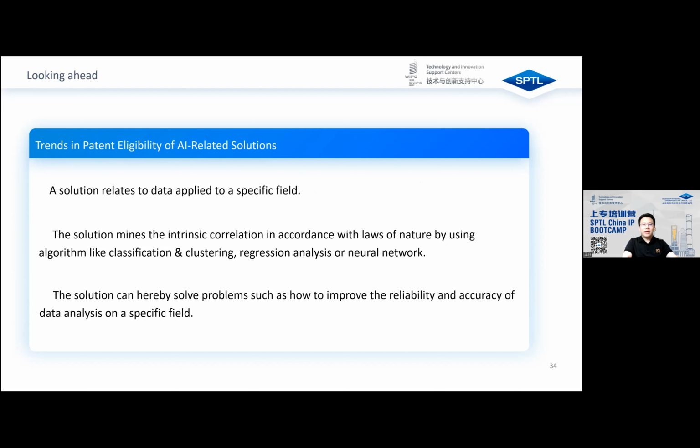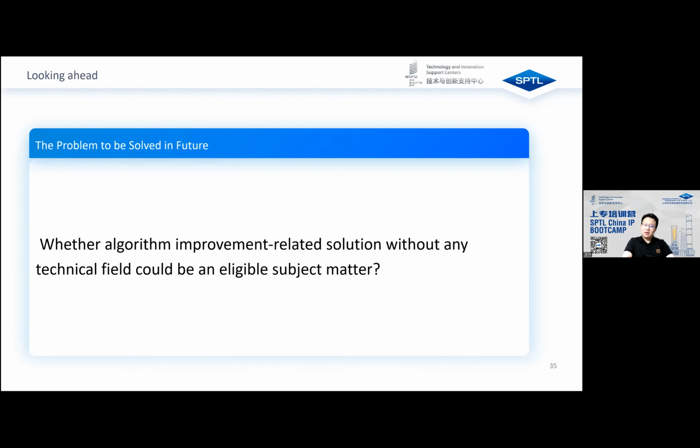It also says that in the case that a solution relates to data applied to a specific field, if the solution mines the intrinsic correlation in accordance with laws of nature by using algorithms like classification and clustering, regression analysis, or neural network, and if the solution can hereby solve problems such as how to improve the reliability and the accuracy of the data analysis in a specific application field, it could also be considered as an eligible one for patent coverage.